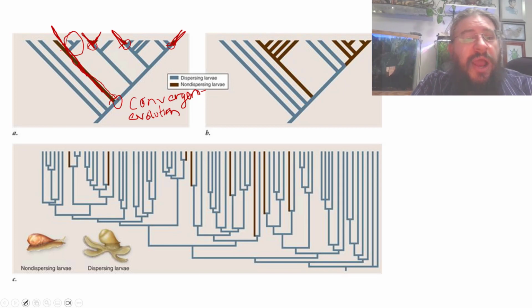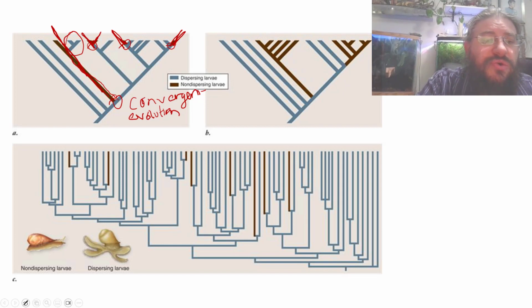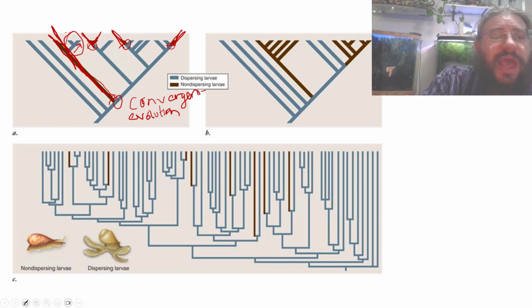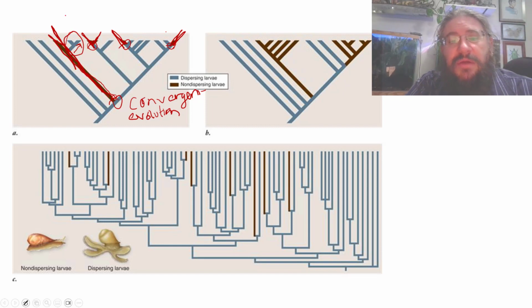So if we consider non-dispersal a new characteristic from which to branch, losing that characteristic to create a new branch would be called a secondary loss. Some fun evolutionary terminology here. But the big deal here is we have convergent evolution. In multiple points, different marine snail lineages have developed non-dispersing larvae.